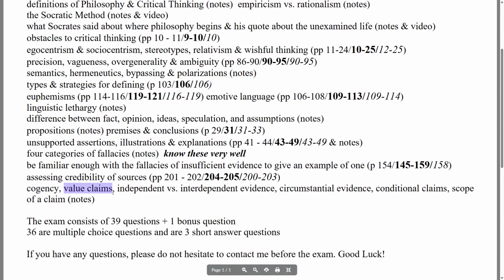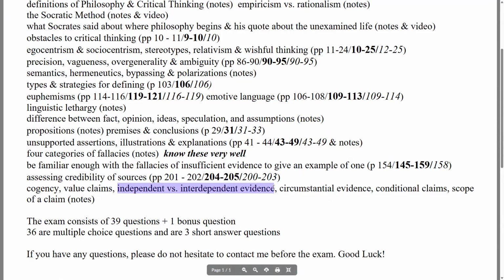Value claims are claims people make based on the values they have. We use the example of people quoting from scripture, like the Bible, to base their arguments on, which is fine as long as you're talking to someone who shares your beliefs about the Bible, but not very helpful if you're talking to someone who doesn't share those beliefs. So it's best for an argument not to rest itself on value claims, because that limits its ability to be accepted and appreciated by a larger audience of people.